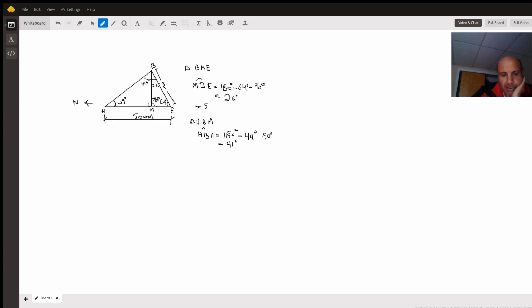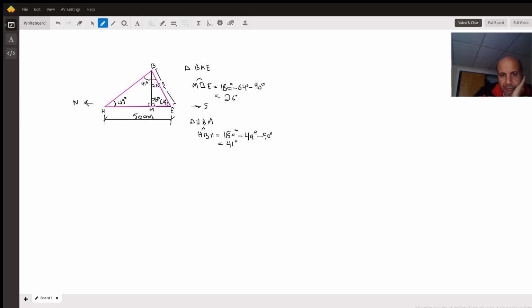Well, the other method is we take the entire triangle, and I'm going to draw this in magenta so you would see triangle HBE, the whole thing. So what do we know about this triangle? Well, we know that this angle here is the sum of 41 and 26. We know this angle is 49. We know this angle is 64. And we know that length HE is 500 meters.